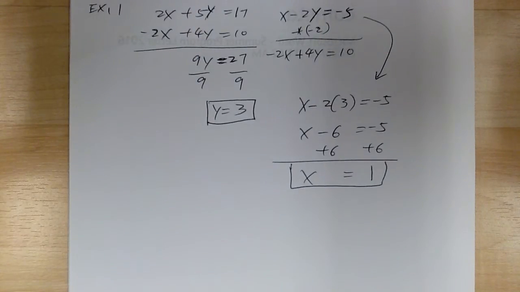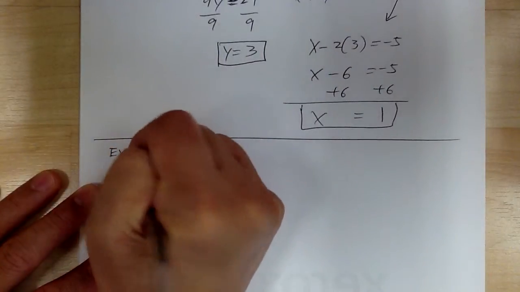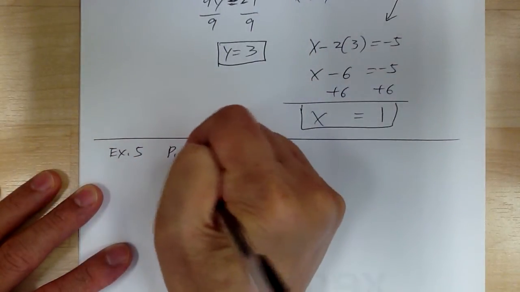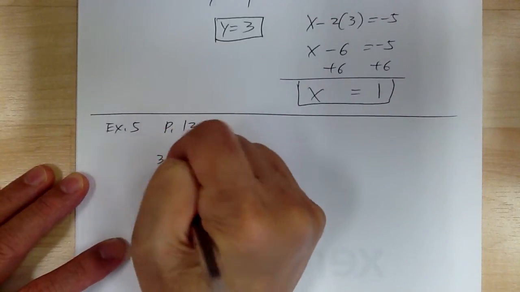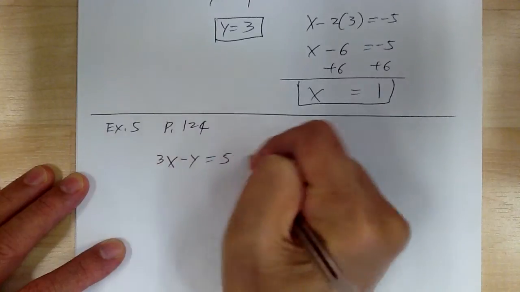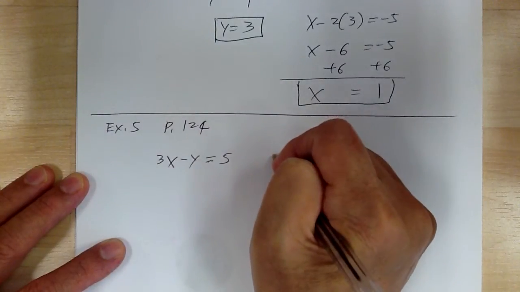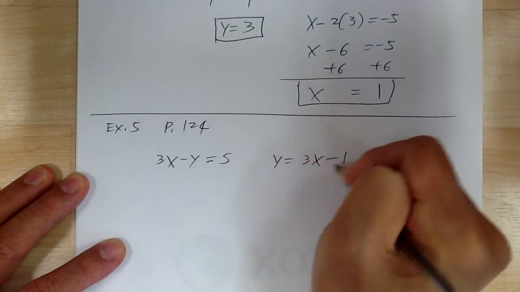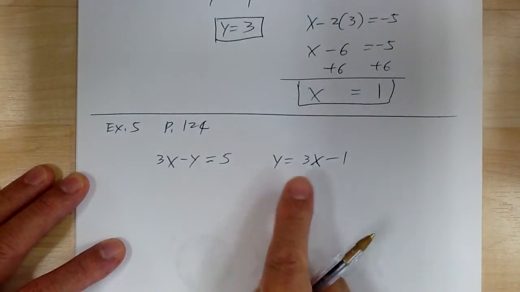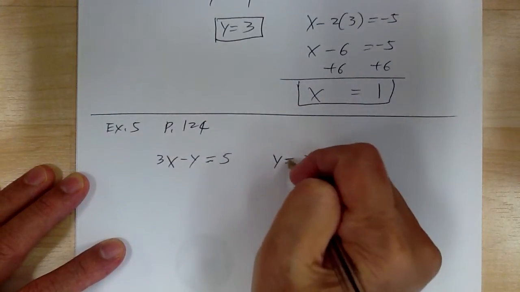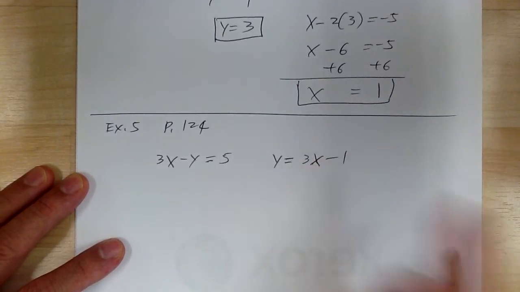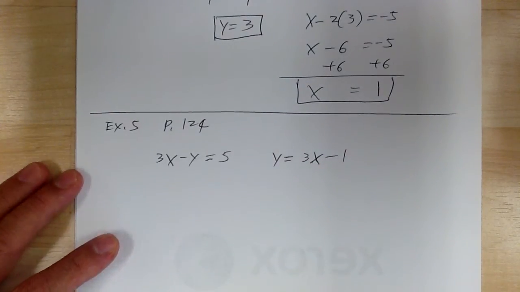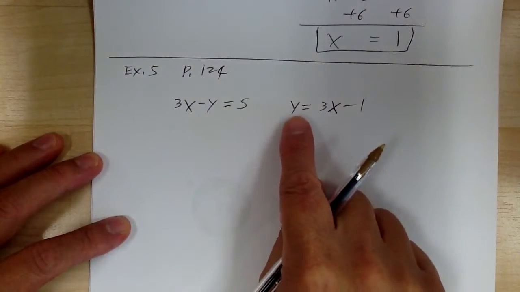Now, when you get to example 5, on page 124, you have 3x minus y equal to 5, and you have y equal to 3x minus 1. Notice that these two equations look very different, right? Especially since you have y equal to something already. In this case, you want to use the substitution method. So you want to substitute this into here.